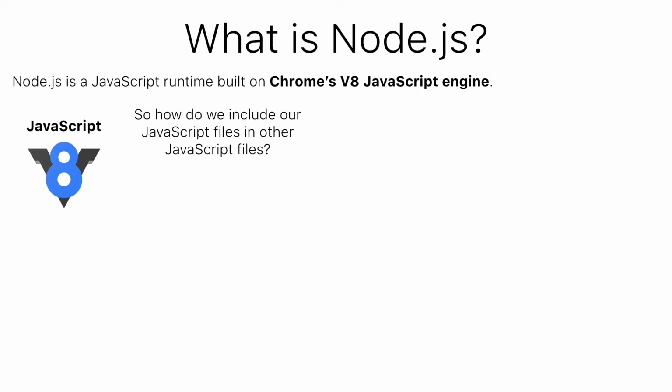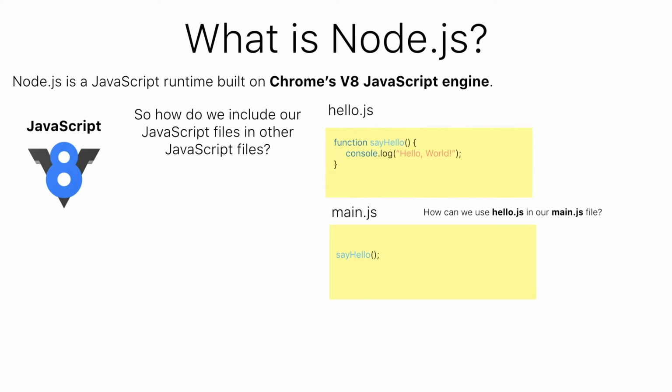So the V8 engine wasn't made for this purpose. It was made to be part of the Chrome browser. So let's say we have a file named hello.js, and in that file, I've defined a simple function, sayHello, and when we use this function, it just prints hello world to the console. And let's say that I also have another file called main.js. And in this file, I want to be able to use this function. So again, how can we use hello.js in our main.js file?